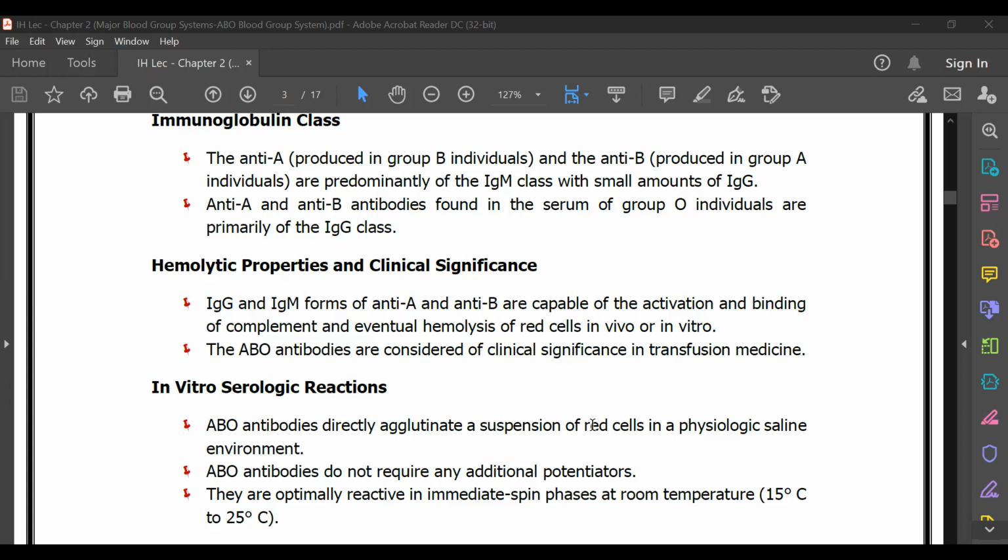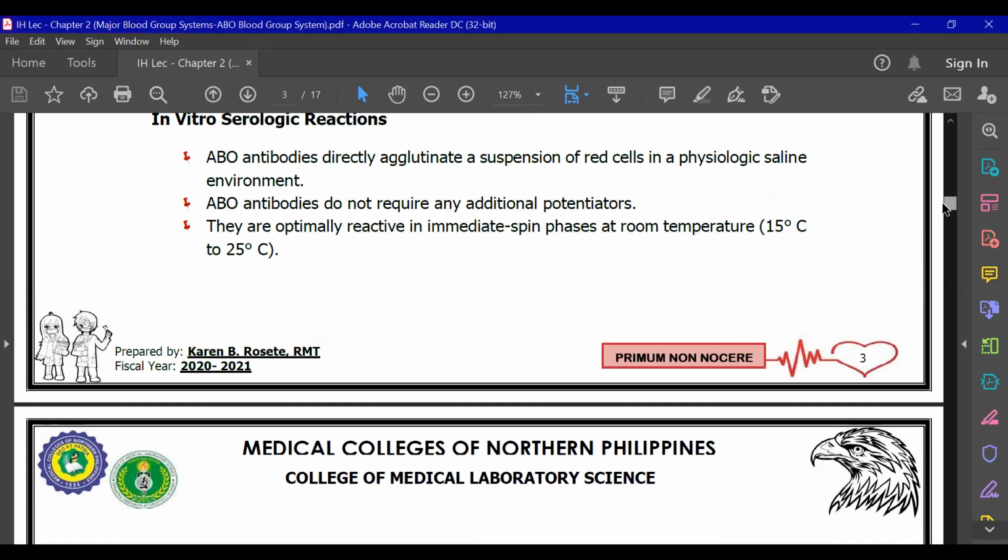So let's move on to your in vitro serologic reactions. ABO antibodies directly agglutinate in a suspension of red cells, specifically in a physiologic saline environment. Why? Ito yung nasa exam ninyo. ABO antibodies directly agglutinate a suspension of red cells once suspended in a physiologic saline environment. Why?